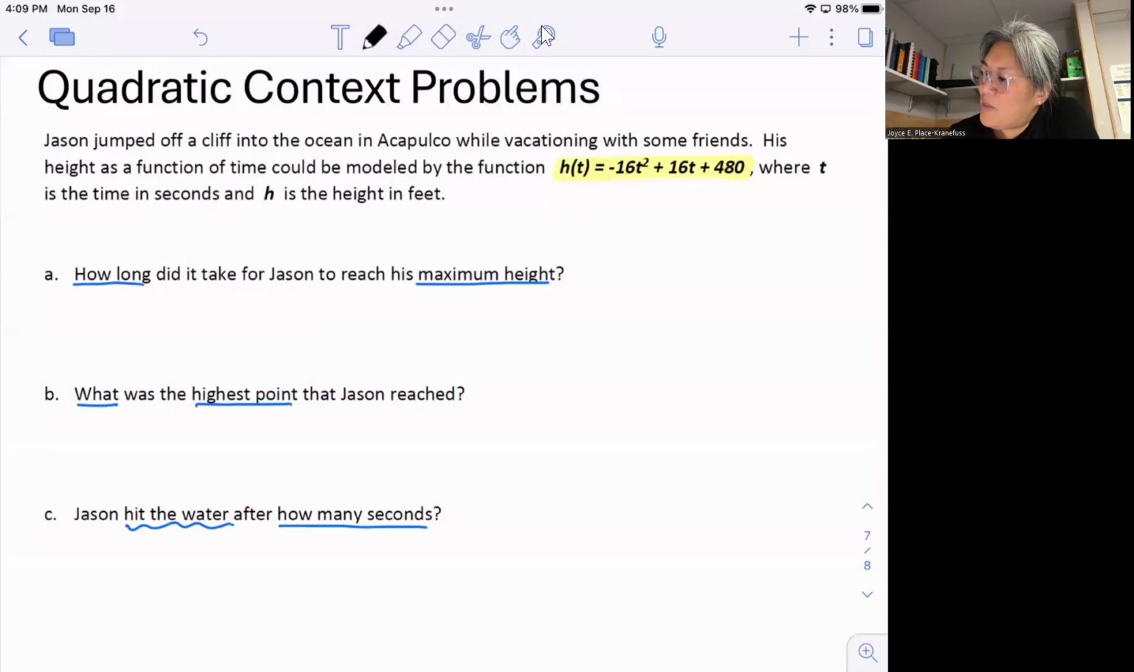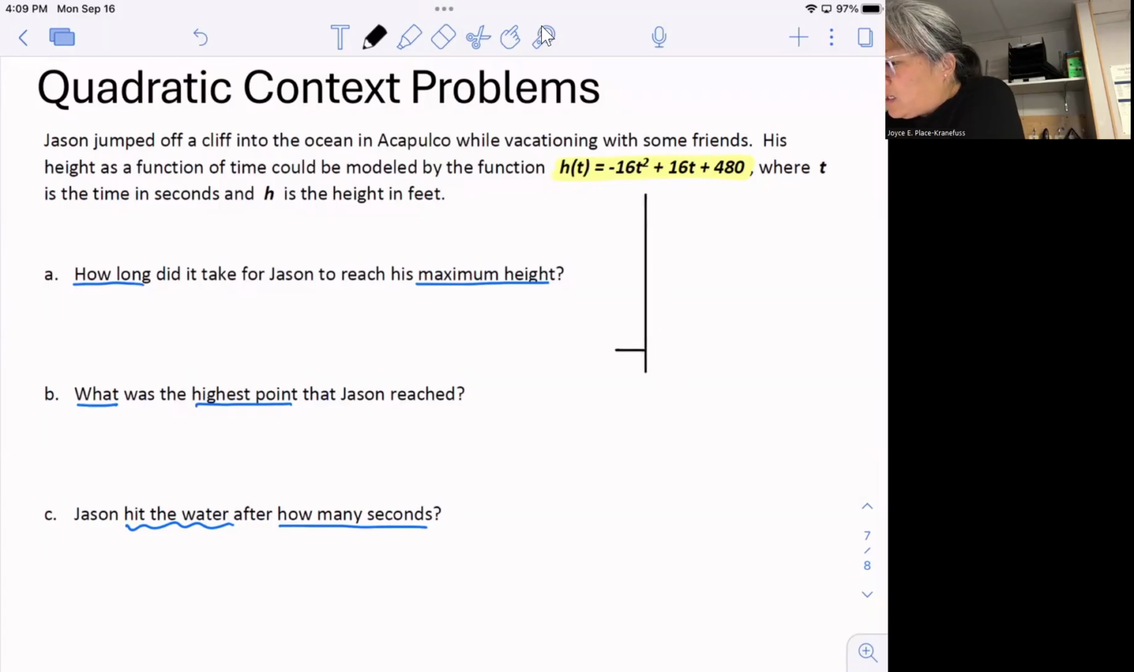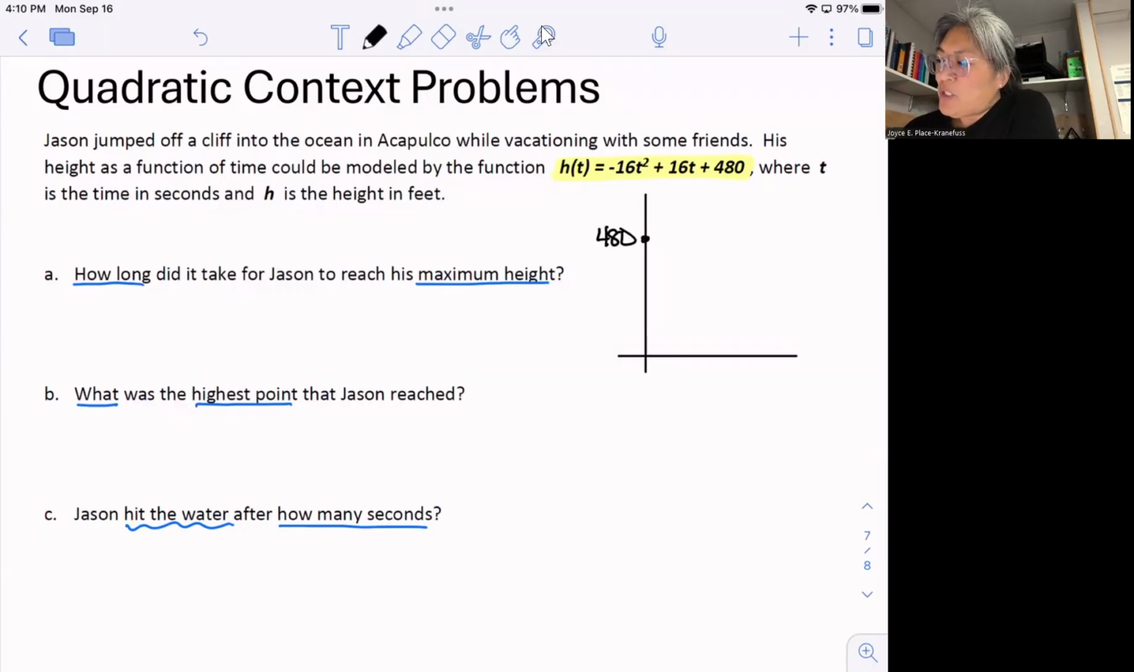So if I think about this from a physics perspective and from a math science perspective, I know that we are on a cliff. We're going to start at 480 feet above the water. When I jump, he's going to go up just a bit. He's going to go up and then he's going to come back down. This is where he hits the water. This measurement is T. This measurement is height.